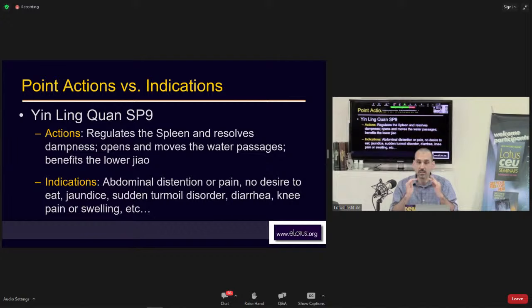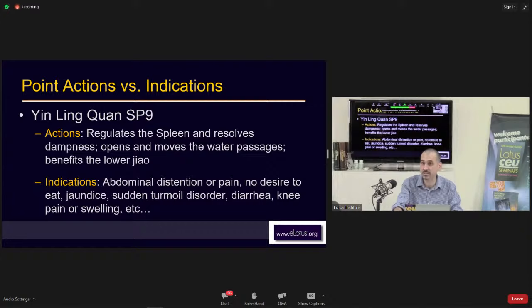So here, when we're looking at regulating the spleen and resolving dampness, this description of a point is based primarily on herbal medicine. Now, I'm not going to say that's necessarily a bad thing, and I'll explain that shortly. But it is a thing that we all need to be aware of when we're practicing acupuncture. So traditionally, spleen 9 would have been chosen based on the indications, and we'll talk about how the actions were ascribed shortly. But mostly, books included indications, but there were no actions that were systematically applied to acupuncture points.